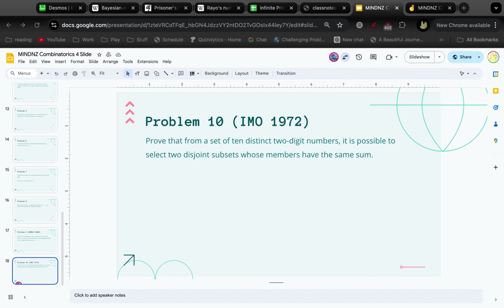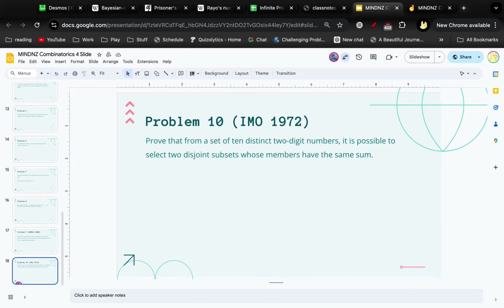Okay, guys. So how many choices of subsets do we have here? If I gave you a set of 10 distinct numbers, how many ways can you choose subsets? Let's not worry about disjointness for now. Let's just think about how many ways there are of choosing subsets.